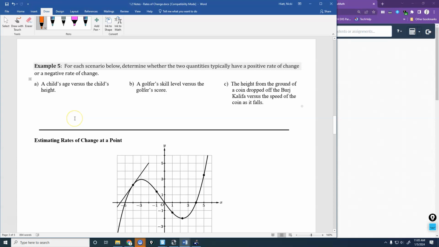So let's talk about some scenarios. This is just general thinking about things. We want to know if we have a positive rate of change or a negative rate of change in this case. So A, we are looking at a child's age versus the child's height. Is that going to have a positive rate of change or a negative rate of change? Should be positive, right? As the child gets older, so as age increases, the child's height should increase. So that is positive.